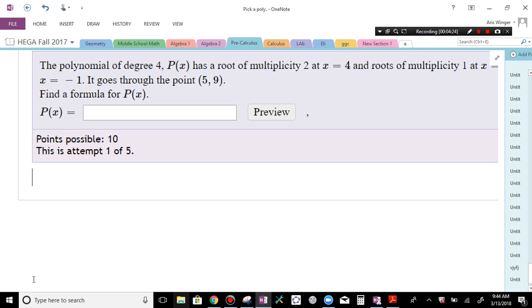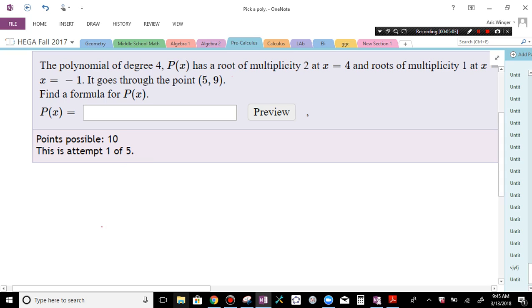The one with what? Which one repeats? 4. 4 for sure, right? So we're talking about x minus 4 times x minus 4 times x minus 0 times x plus 1. That's what we're talking about, okay? And when you multiply out, that will be a polynomial, but they don't even need you to multiply it out, right? So if we're talking about x minus 4 times x minus 4 times x plus 1, right? And now we just need to make that go through the point 5, 9, right?